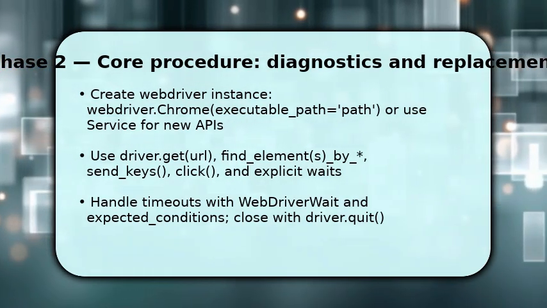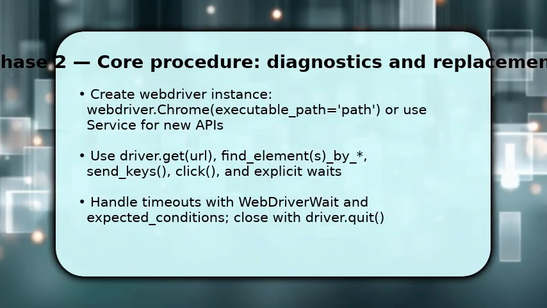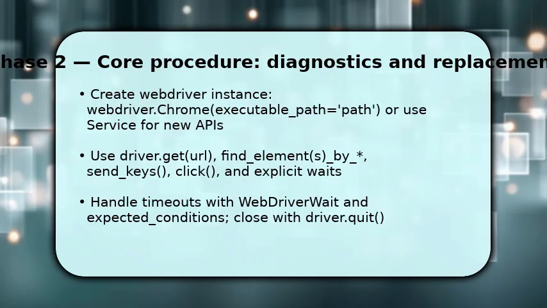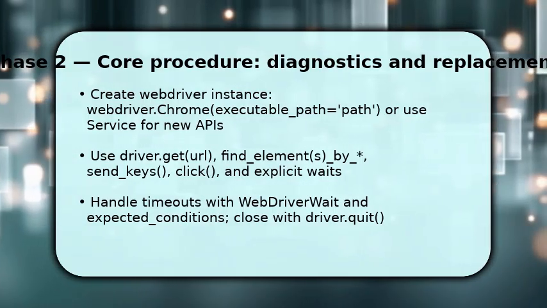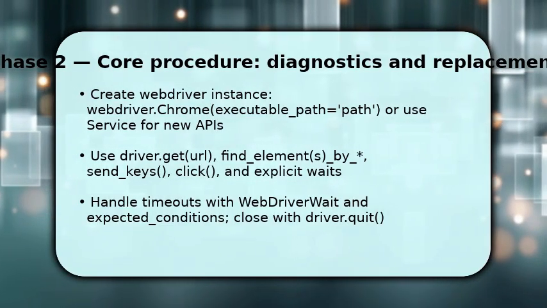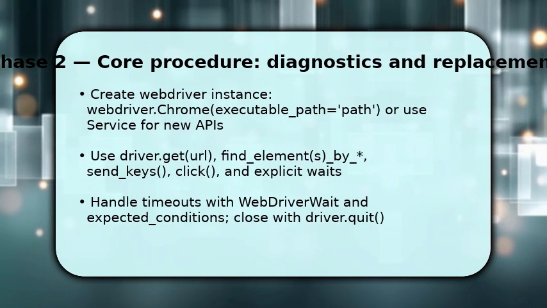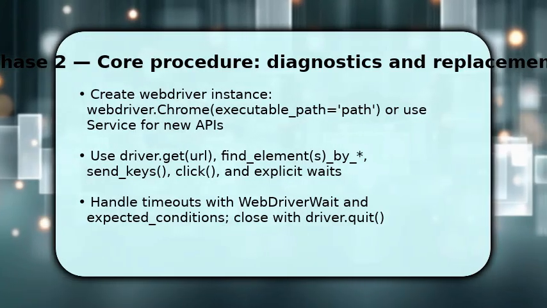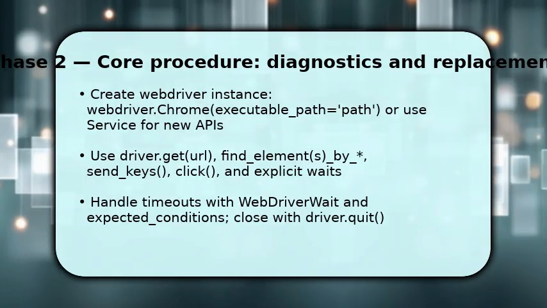Use find element methods to locate inputs and buttons, send keys to type, and click to interact. These are the building blocks. Once done, replace implicit sleeps with WebDriver wait and expected conditions so your script waits for elements reliably. Remember to catch exceptions around element lookups because pages change.